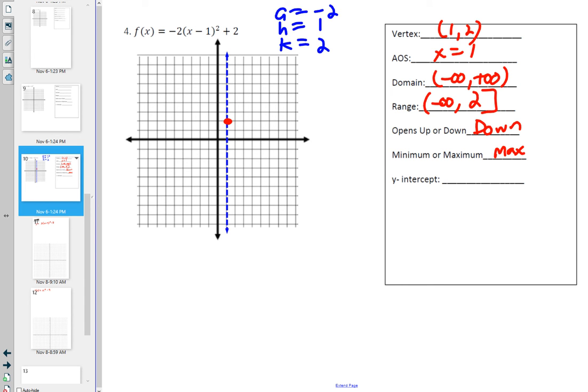1, 2. That's my vertex. Oh, jump to the left. Let's see what's going to happen. 1 to the right and 2 to the right, or left for that matter. We got to multiply each one by -2. So this gives me -2, this gives me -8. So you're not going to go up -8, you're just going to go down 8. 1 to the right, 2 down. 1 to the left, 2 down. 2 to the right, 8 down. That would put me at -6. I'm going to flip that.